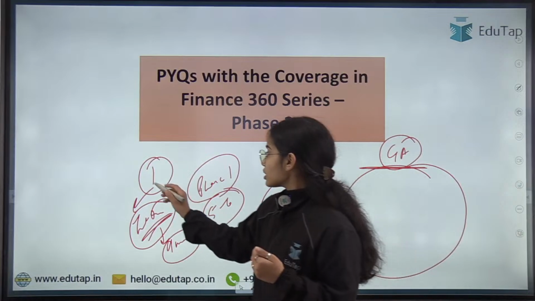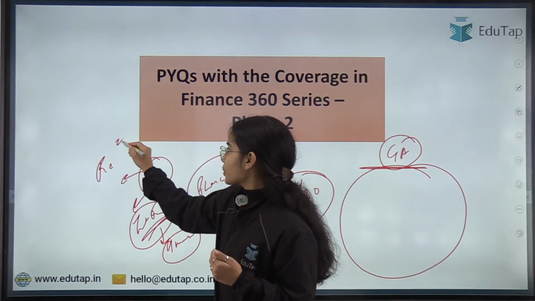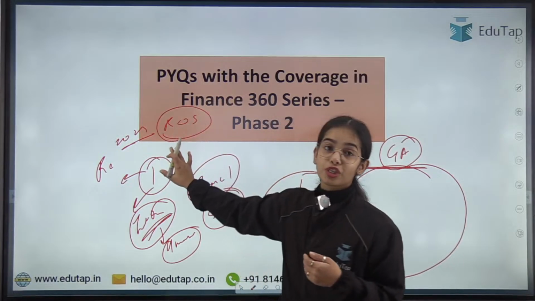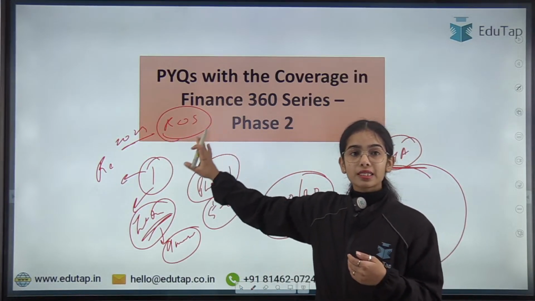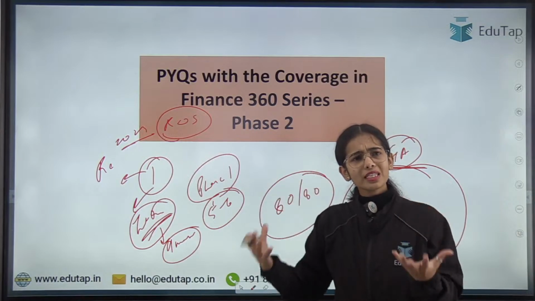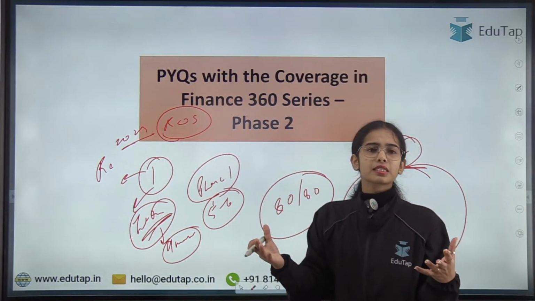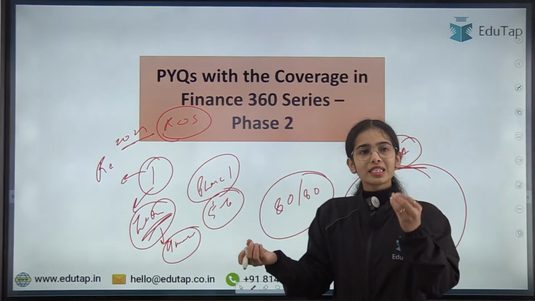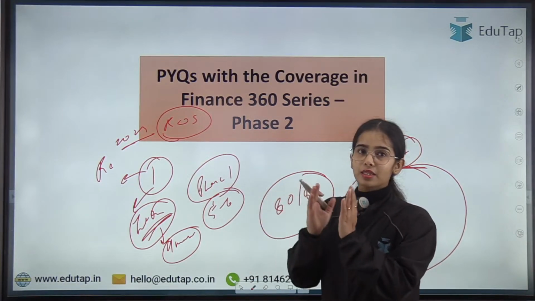Like the retail direct scheme in 2023, there was a question on the retail direct scheme, and this was a descriptive question in phase 2. So you can understand that the schemes of the RBI are always very important. It should never be discussed whether we have to study schemes or can we leave the schemes of RBI. You always have to cover the schemes of RBI. That is the basic idea.